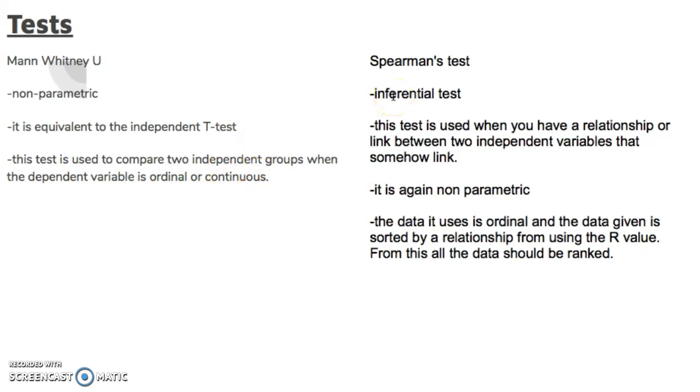Spearman's test, an inferential test. This test is used when you have a relationship or link between two variables that somehow link. It is again non-parametric. The data used is ordinal and the relationship is shown using the R value. From this, all the data should be ranked.